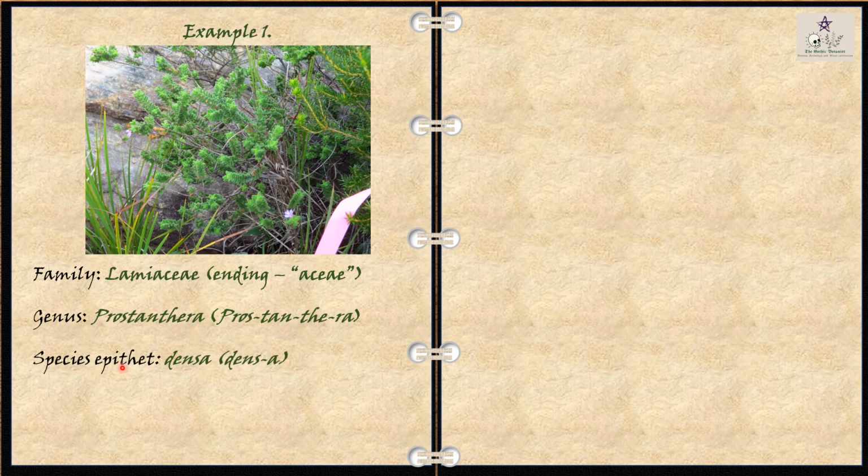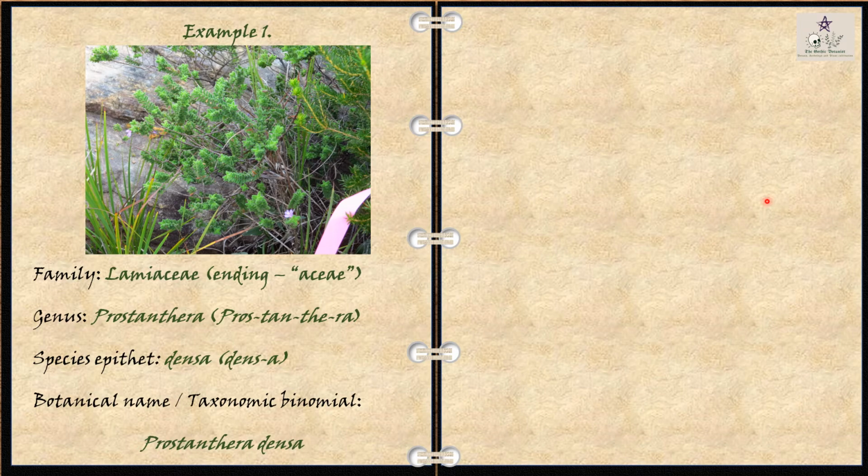And the species epithet, the second part of the name, is in this case densa, and that's pretty easy to say. That's not too much of a tongue twisting one there. And when we put them together, the botanical name or the taxonomic binomial is Prostanthera densa, and that's the name of this little beastie here.